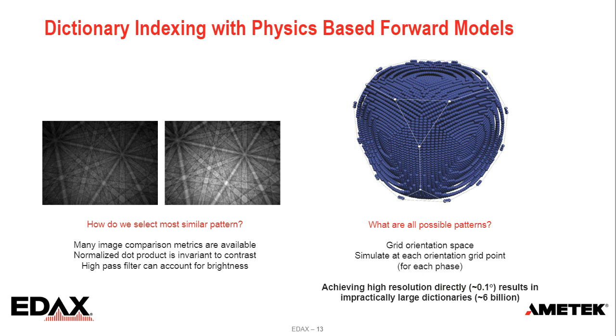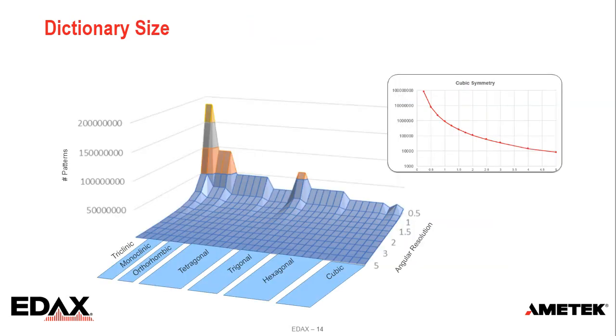So instead, you have to choose something closer to a degree, and then do a subsequent refinement step to sort of interpolate between the grid points. So just to sort of show you how big that dictionary can become, obviously it depends on the crystal symmetry, because you have more unique orientations for lower symmetry groups. So at low symmetries, it can become extremely large, and your indexing time is going to scale directly with the dictionary size, because you have to compare every experimental pattern against every single pattern in your dictionary.